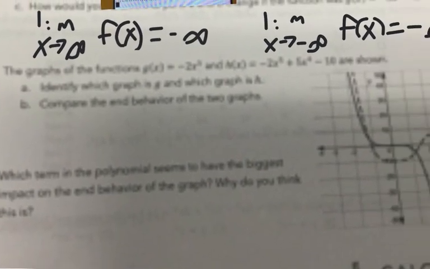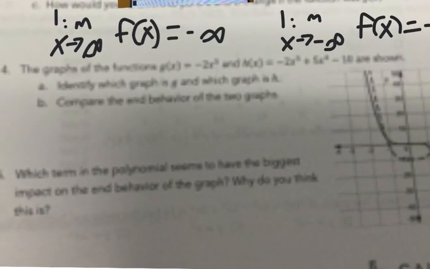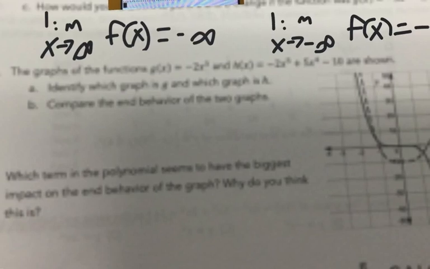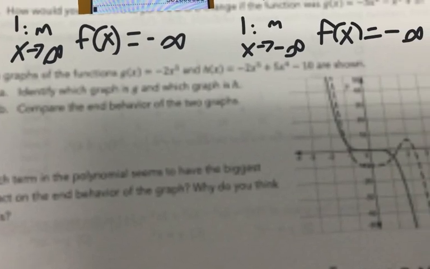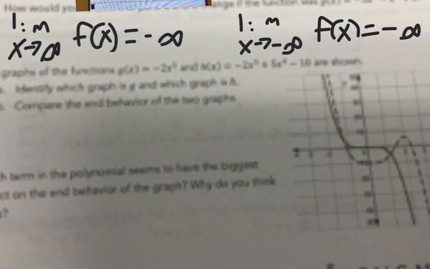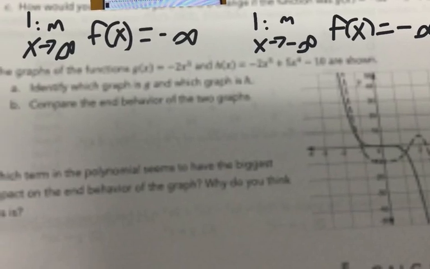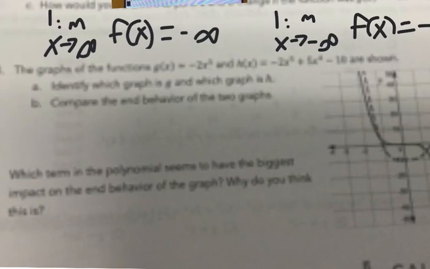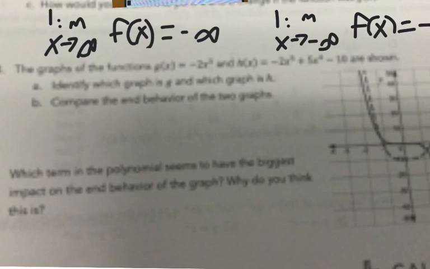Okay, if I look at 4. Number 4 says the graph of the functions g of x equals negative 2x to the fifth and h of x equals negative 2x to the fifth plus 5x to the fourth minus 10 are both shown. So identify which graph is g and which graph is h.